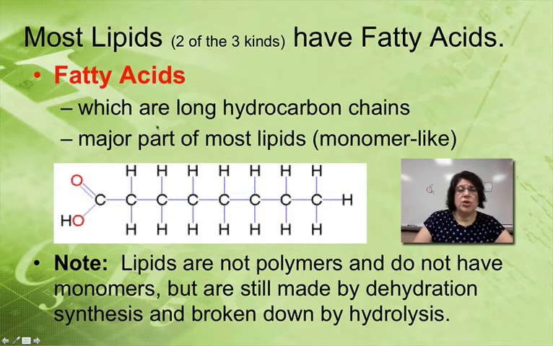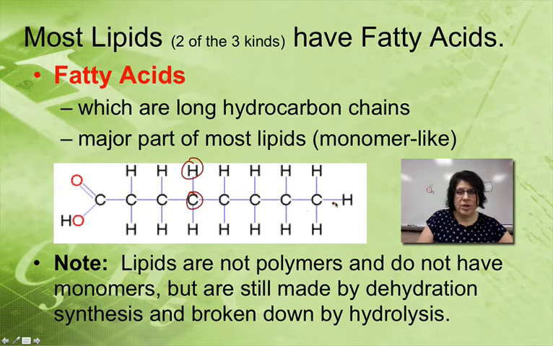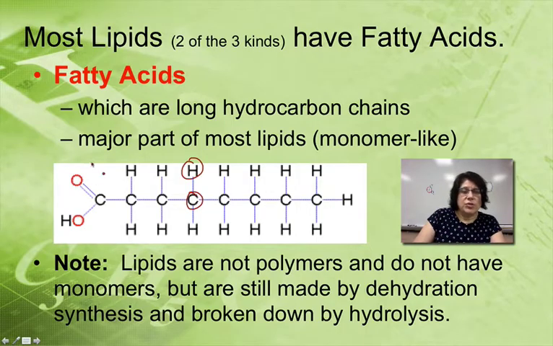A fatty acid is a long hydrocarbon chain. What the heck's a hydrocarbon? Hydrocarbons are made of hydrogen and carbon. You can see them here, right? So here's the carbon and here's the hydrogen. Long hydrocarbon chains. And this one's not too long. They can be much longer than this. They do have an acid group on the end, which is why they're called fatty acids. These are a major part of most lipids, 2 of the 3 kinds. And we're going to talk a lot more about fatty acids.